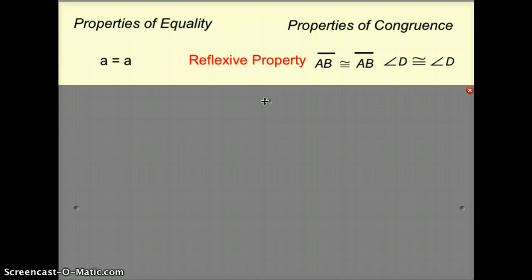But in a property of congruence, this is where we're talking about segments and angles. The segment AB is congruent to the segment AB, and angle D is congruent to itself. Reflexive. Just like a reflection, you look just the same in the mirror as you do looking directly at your face.